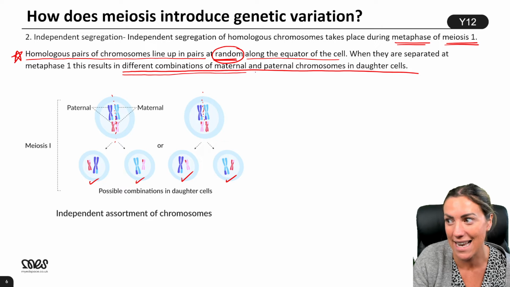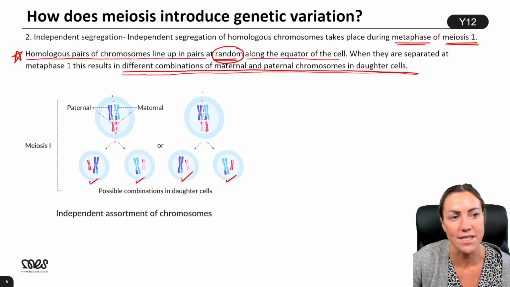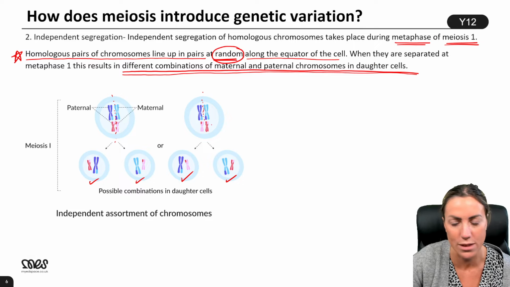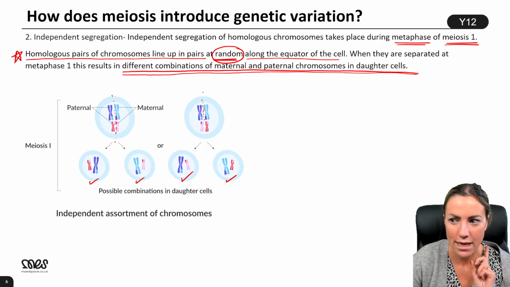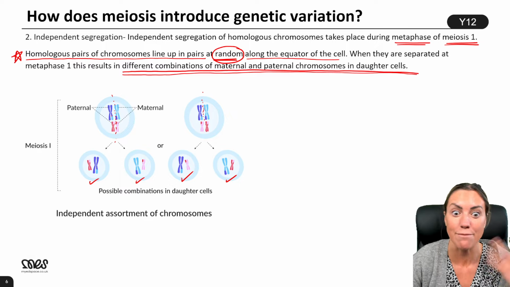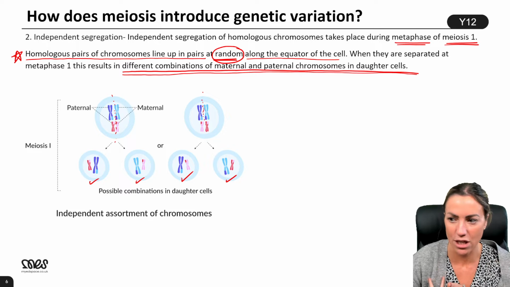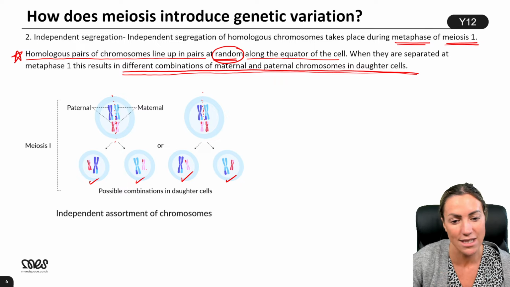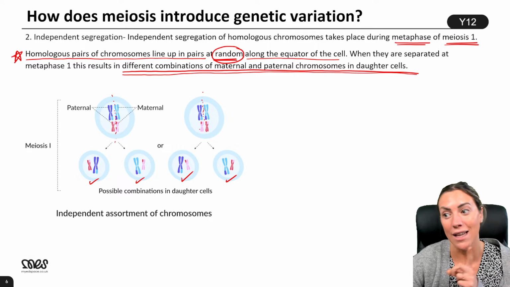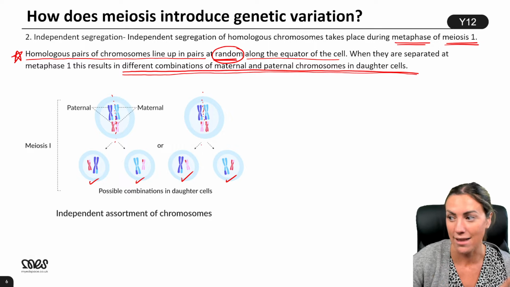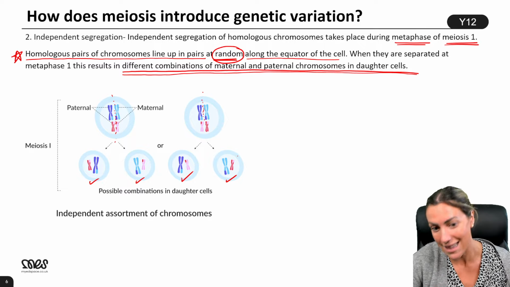Again, this as an explanation for how it gives rise to genetic variation is so important. So I used colours to explain it more simply. The purple chromosome here originally came from the father, the blue originally came from the mother. That's obviously what paternal and maternal means. Now, if they lined up like this, you can see that the two paternal chromosomes go into a daughter cell and the two maternal chromosomes go into a daughter cell. But if they line up like this, you've got a paternal and a maternal in this daughter cell and a maternal and a paternal in this daughter cell.